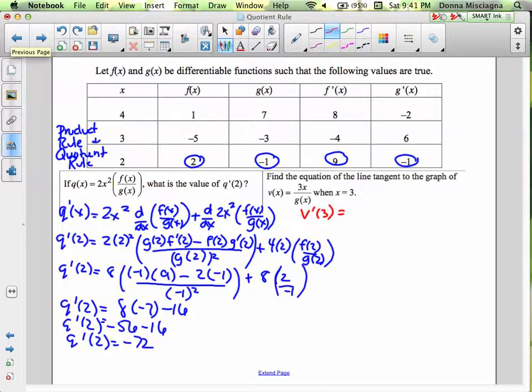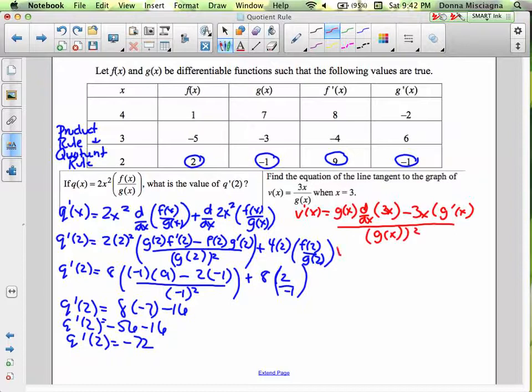Derivative of, so our numerator is 3x, right? Actually, you know what? Let's just write it without the 3 in there. So v prime of x, I think it's just easier for me to explain it to you. Okay, so it's going to be the denominator, g of x, times the derivative of the numerator, right? And then minus the numerator times the derivative of the denominator, all divided by the denominator squared.